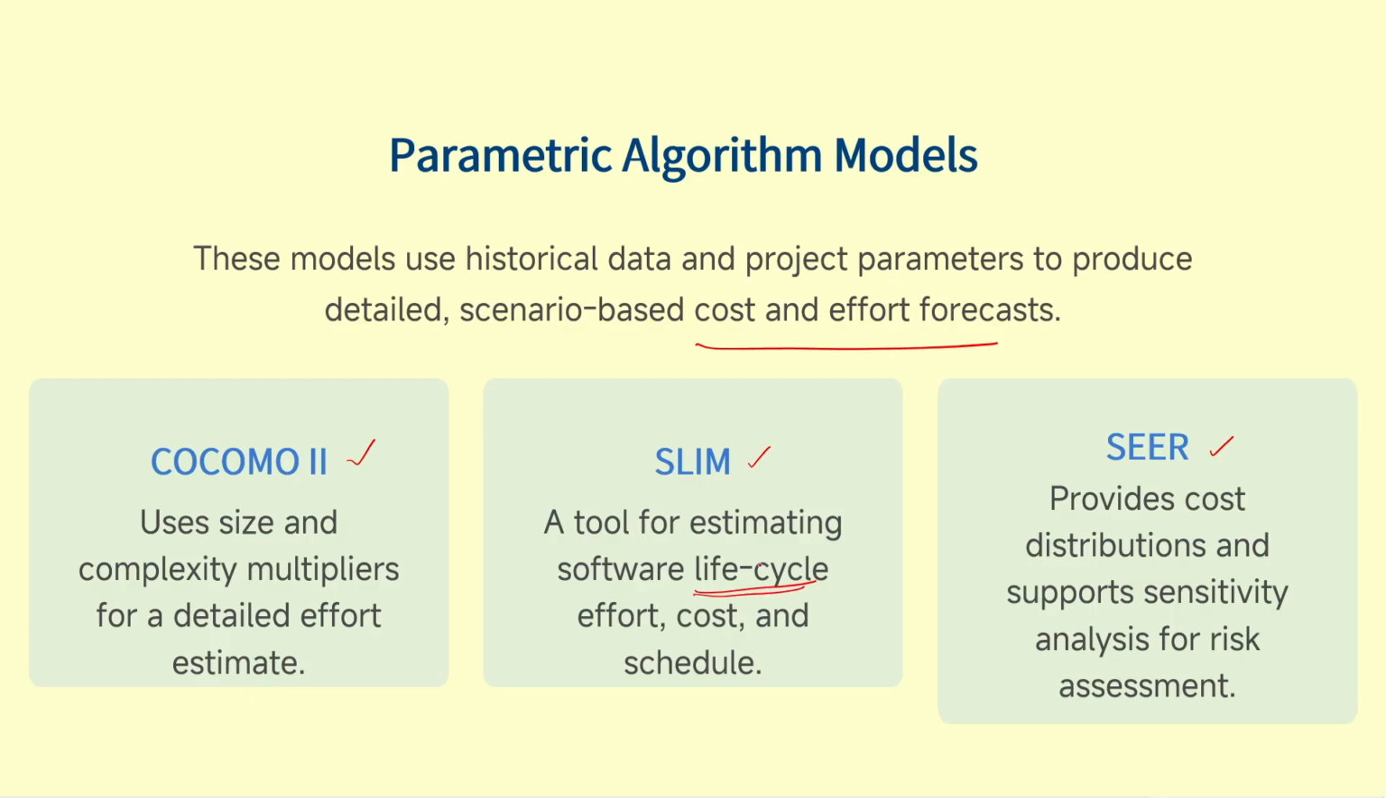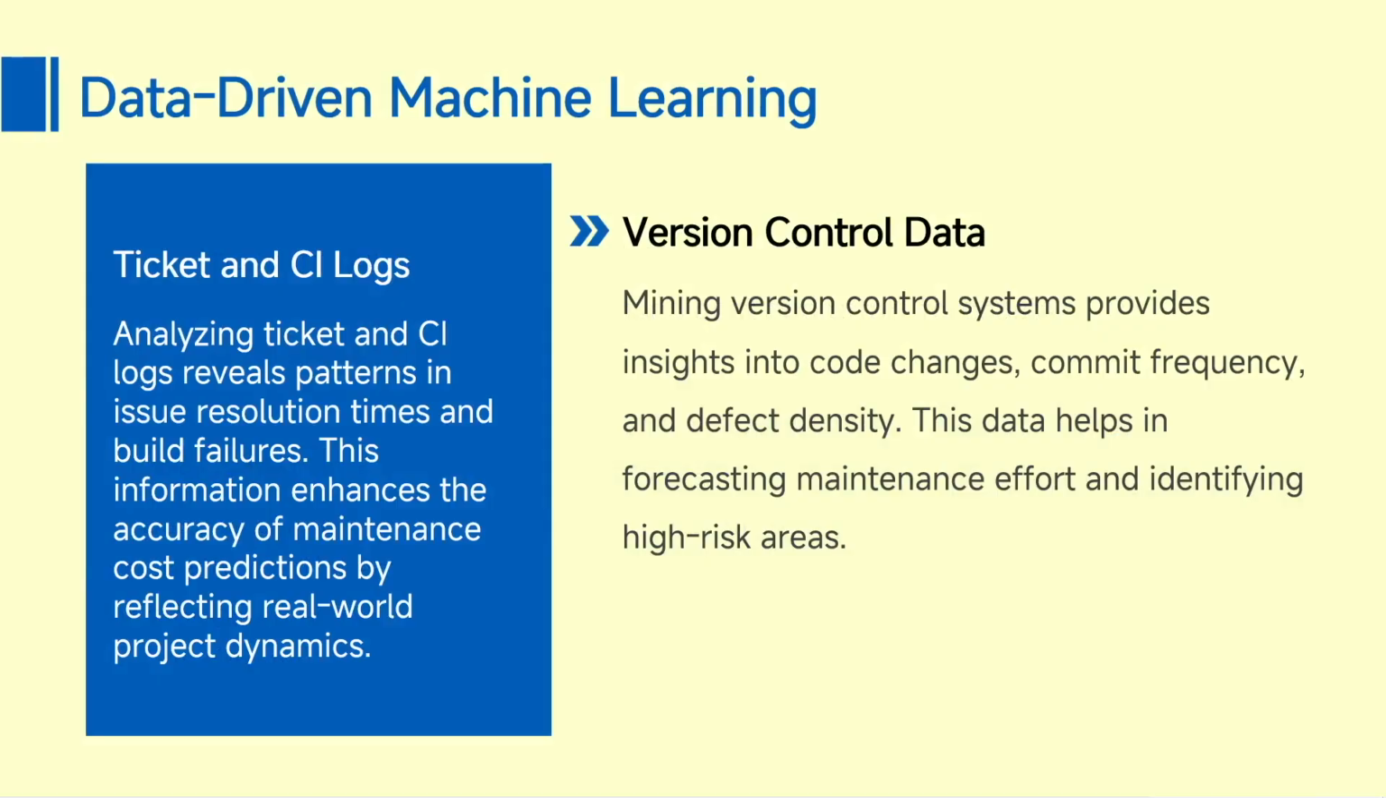SLIM is life cycle based. As the name says, this is software life cycle management. It is a tool for estimating software life cycle effort, cost and schedule. The SEER model provides cost distribution and supports sensitivity analysis for risk assessment. This is another model with which we can identify what could be necessary in future, and based on that we can make some changes in software development itself. The next one is data driven, where machine learning comes into the picture.